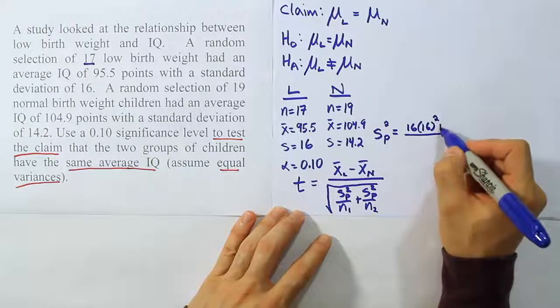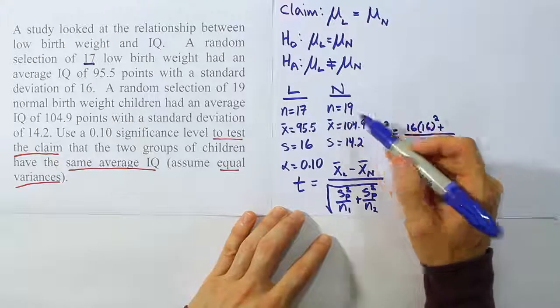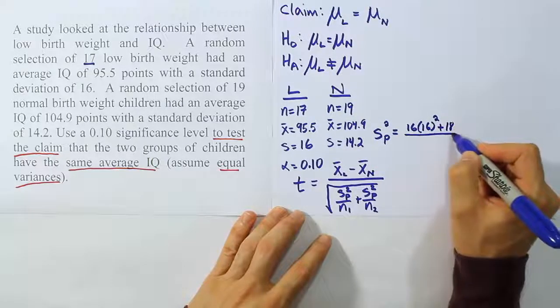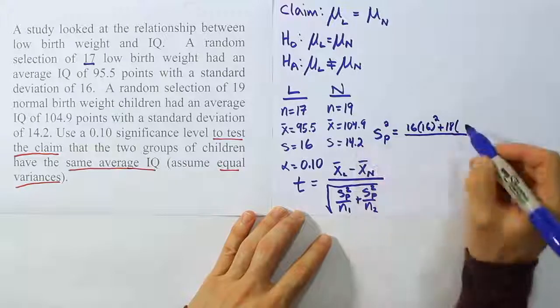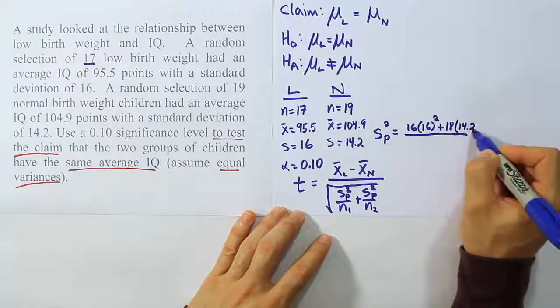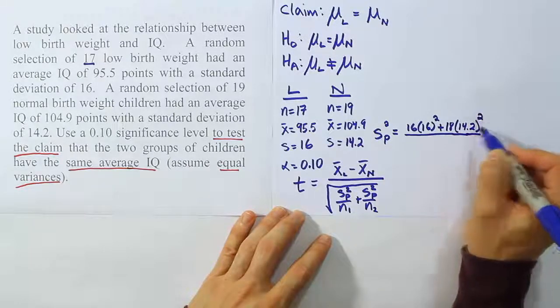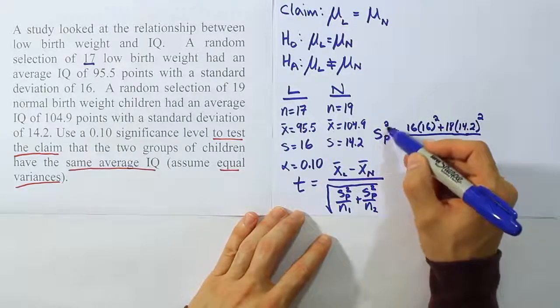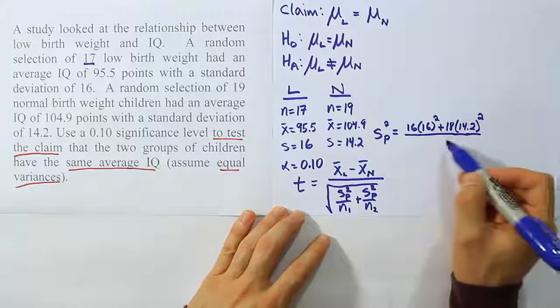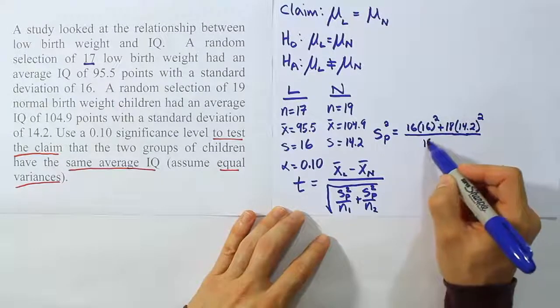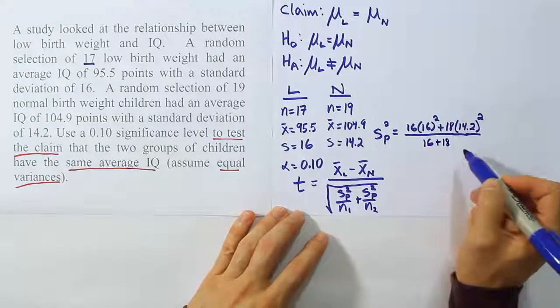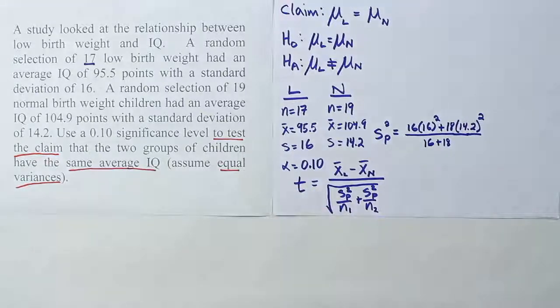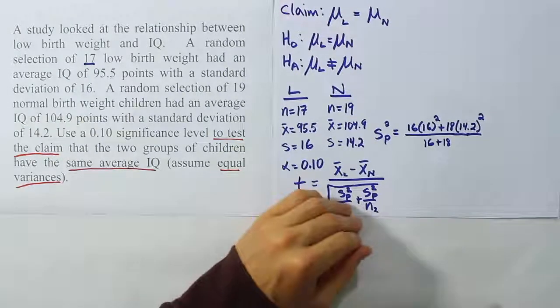Then we're going to add that to the degrees of freedom for the second group, which in this case will be 18, times the standard deviation for that group squared. Of course, if we were given the variance, we wouldn't need to square these, but we're given standard deviation, so they must be squared, just like this notation shows. And in the bottom, we just add together those two degrees of freedom, so 16 plus 18, and that gives us the formula for SP squared. Now our next step is to actually calculate that. So let's grab the calculator here and work this out and see what it gives us.